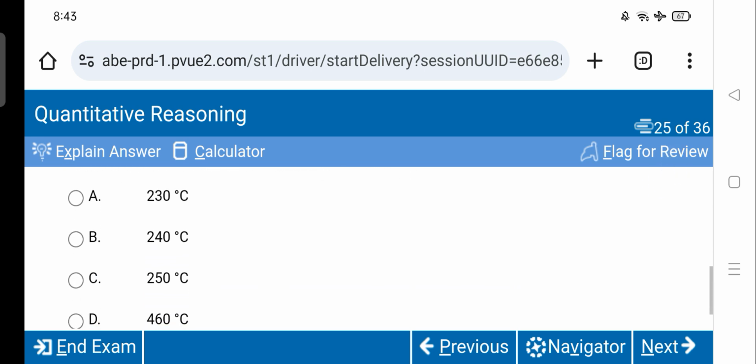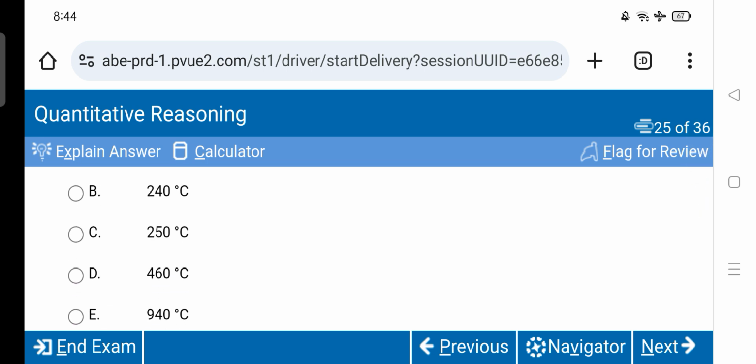Option A, 230 degrees centigrade. Option B, 240 degrees centigrade. Option C, 250 degrees centigrade. Option D, 460 degrees centigrade. Option E, 940 degrees centigrade. So here we have these options. Let's see which one is the correct option.